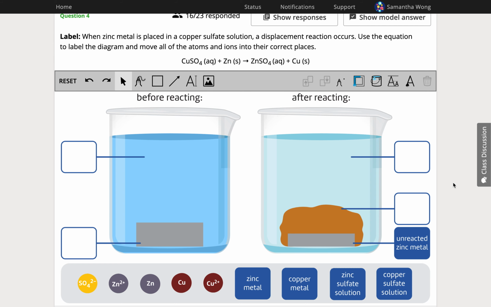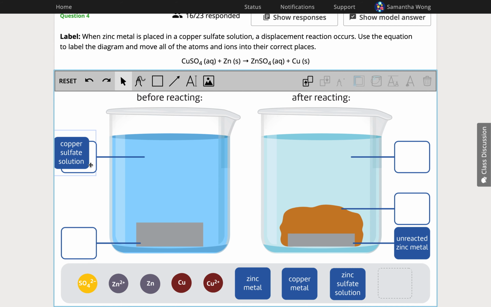Let's start by labeling our solutions themselves. Now, think of it this way. Everything on the left-hand side of this arrow happens before the reaction. Everything on the right happens after the reaction. So let's start with the before. What we start with is copper sulfate solution. So we know this solution is going to be copper sulfate. So given the options for our labels here, we can find one that says copper sulfate solution. So we'll just pop that in that box available.